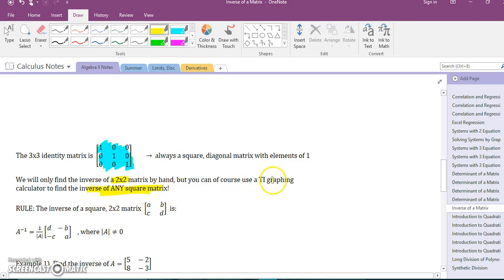Now, you could do this on a graphing calculator. We already have done it. We're going to just do 2 by 2 inverses by hand. We're not going to go any higher than that. You obviously could. You can just Google it and see the steps. It's a little bit intense and a little bit beyond what we need to do.